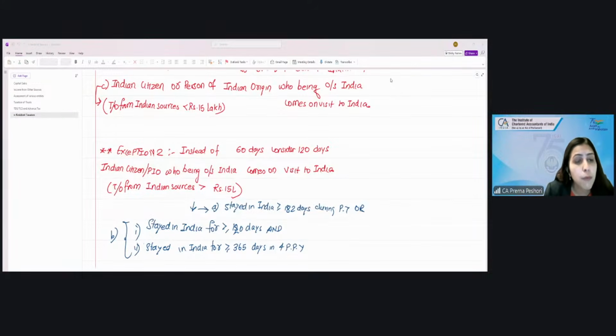And the income from the Indian sources. Indian sources, when we talk about, is income which does not accrue or arise outside India, or which is not deemed to accrue or arise outside India. So income basically which accrues or arises in India, or which is deemed to accrue or arise in India, that is the income from Indian source.